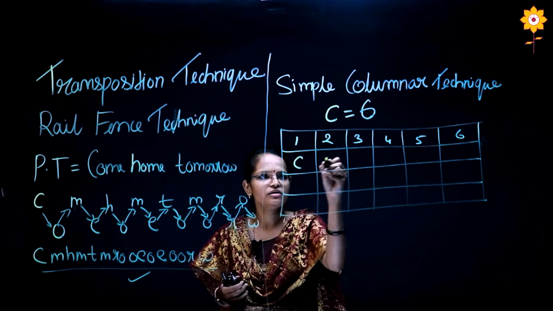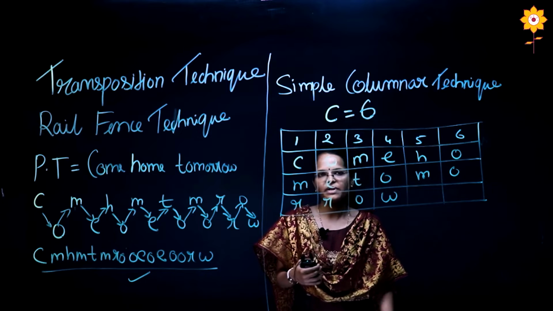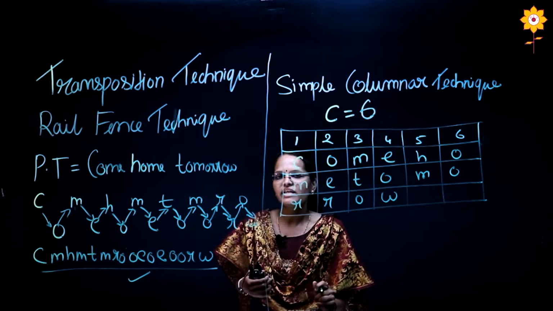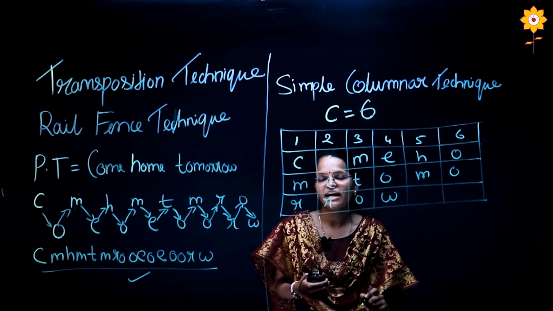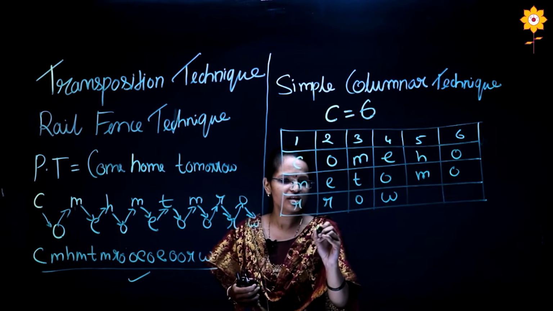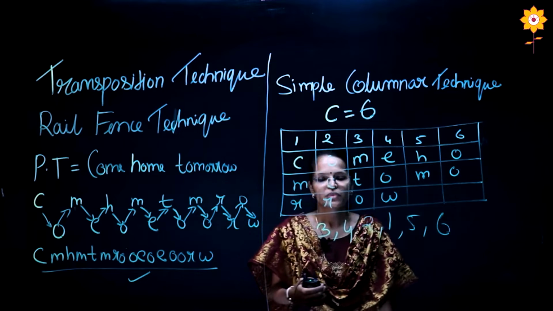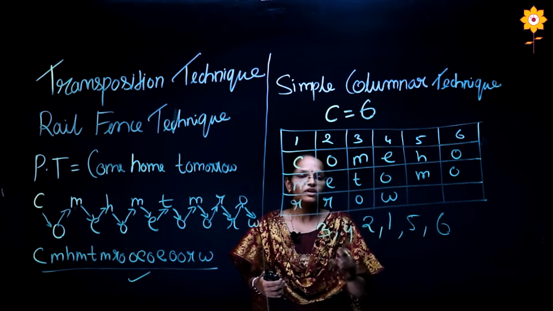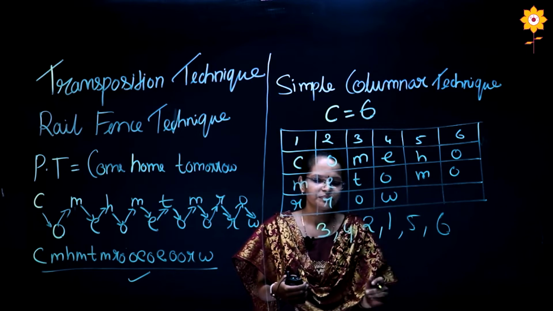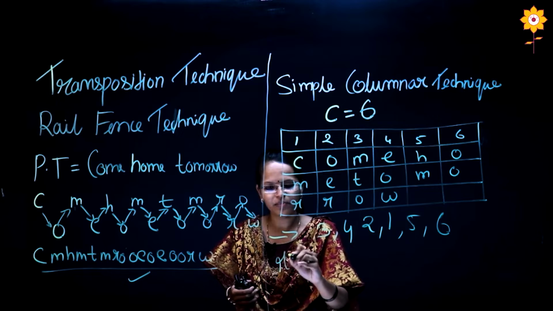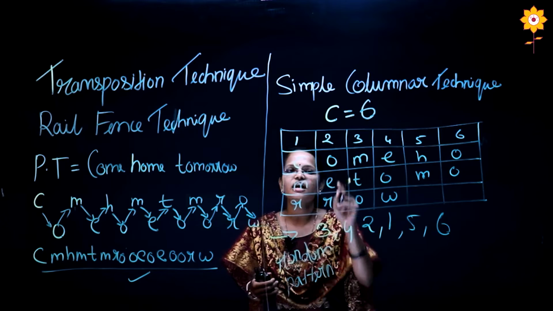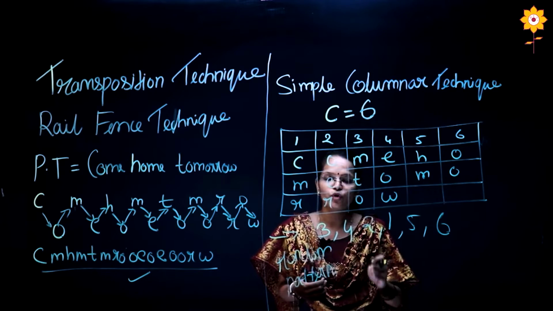Once you write the entire plain text message into the columns, the second step will be to read the message column wise. But before that we need to select a random pattern for it. For example, suppose I am considering 3, 6. One thing we need to notice: we will not take the sequence in a consecutive manner, that is 1, 2, 3, 4, 5, 6. Here we need to decide some random pattern. Once we decide the random pattern, we will read the alphabets in those columns and thus form the cipher text.